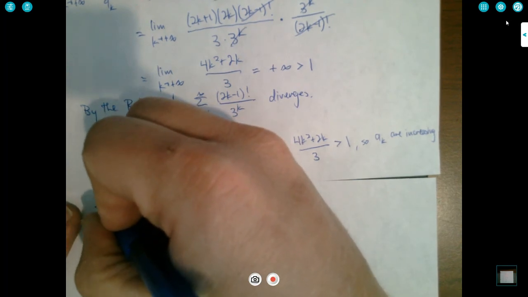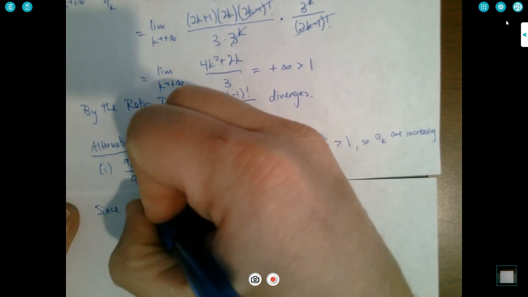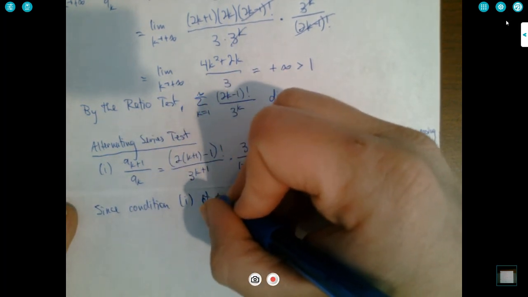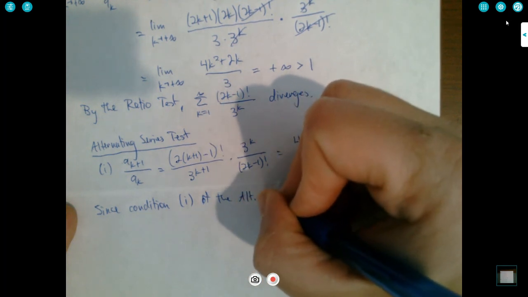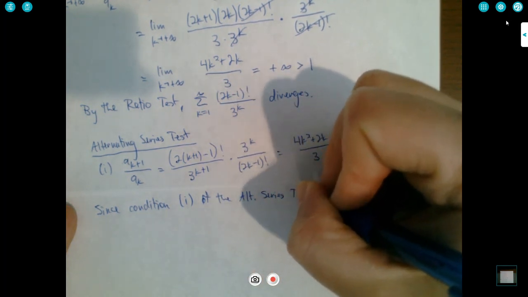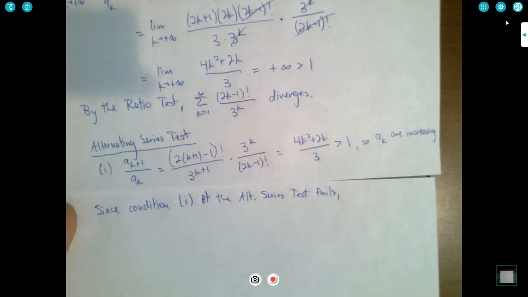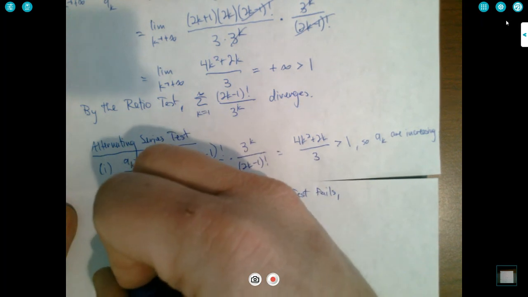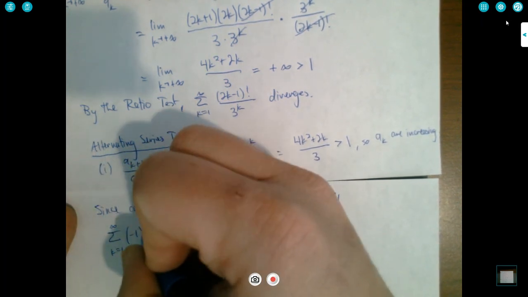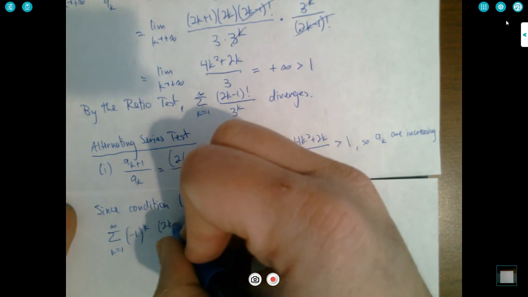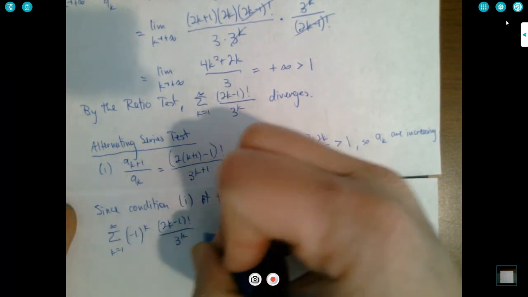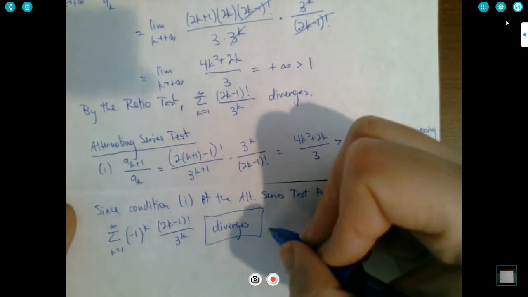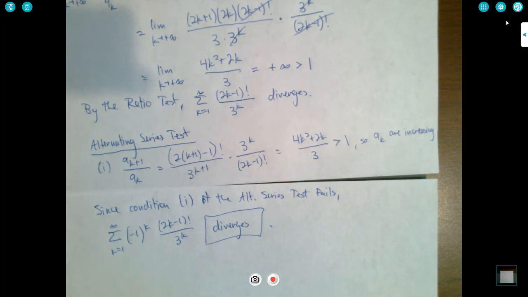So since condition 1 of the alternating series test fails, the series from k equals 1 to infinity of negative 1 to the k times 2k minus 1 factorial over 3 to the k diverges. It doesn't just diverge absolutely, it diverges period, right?